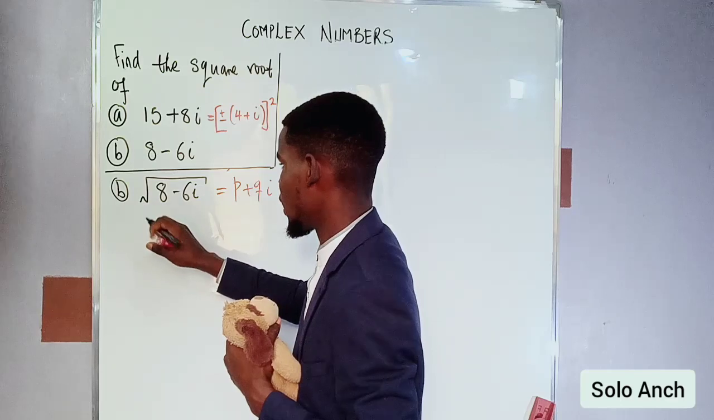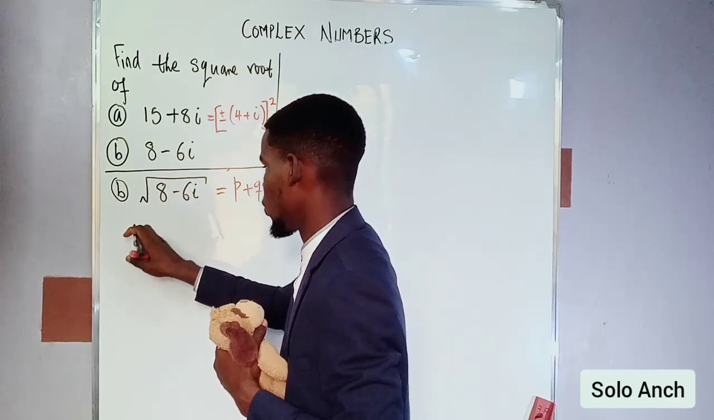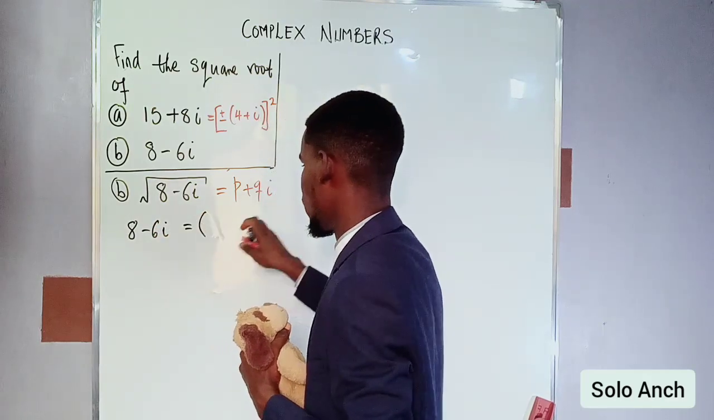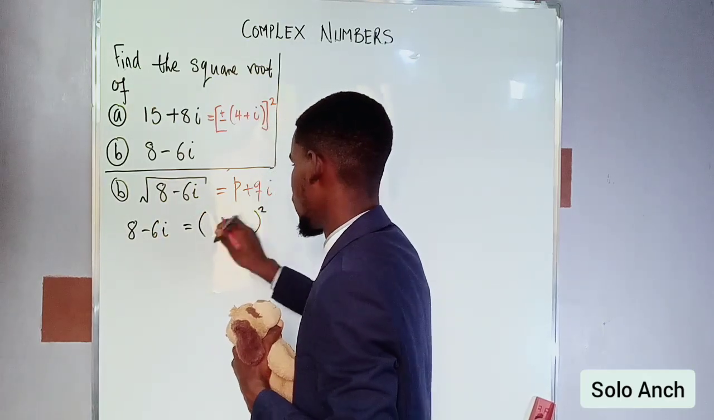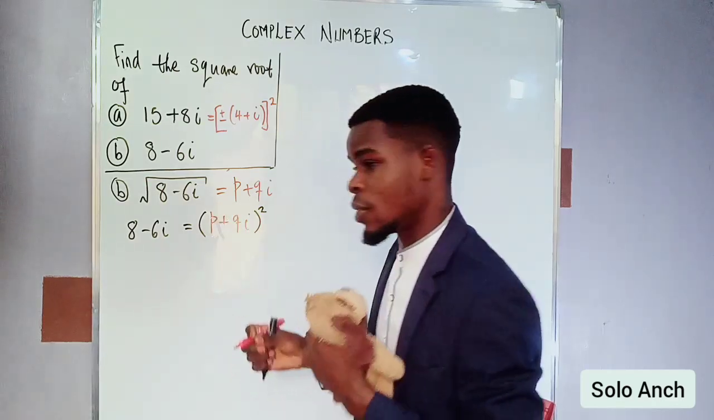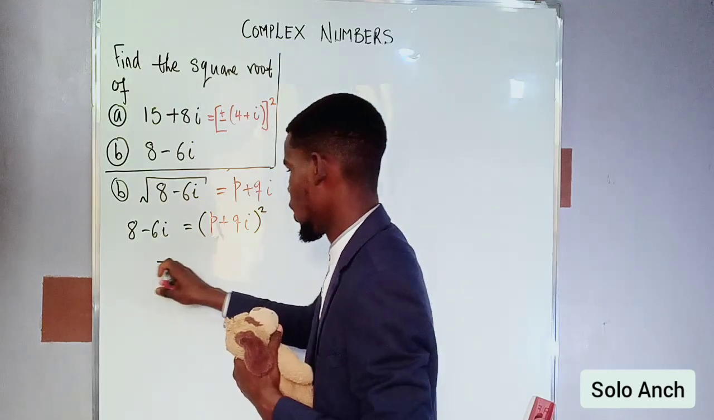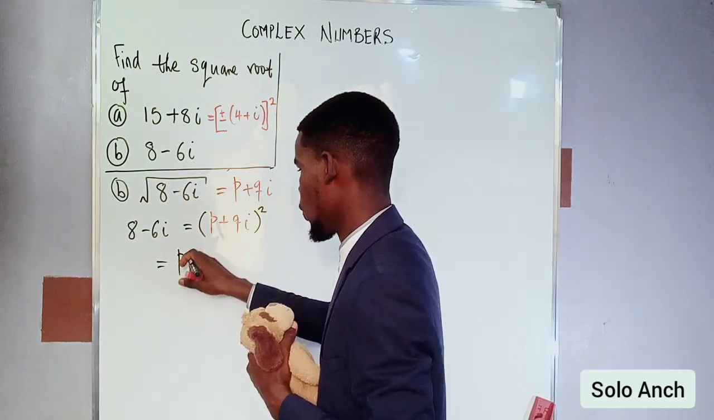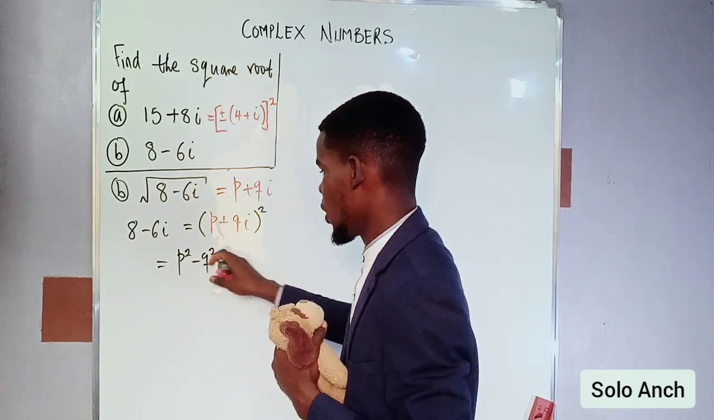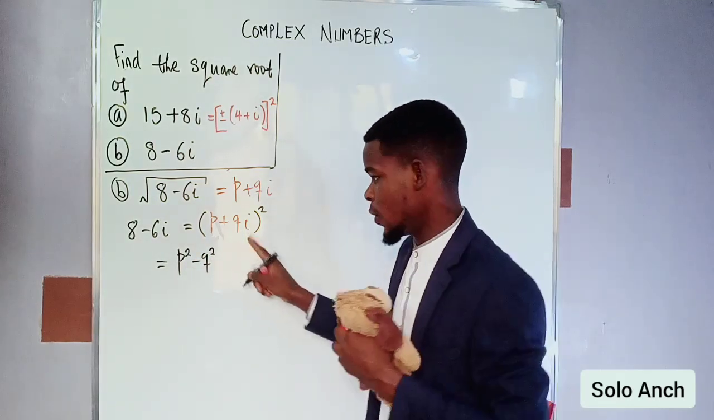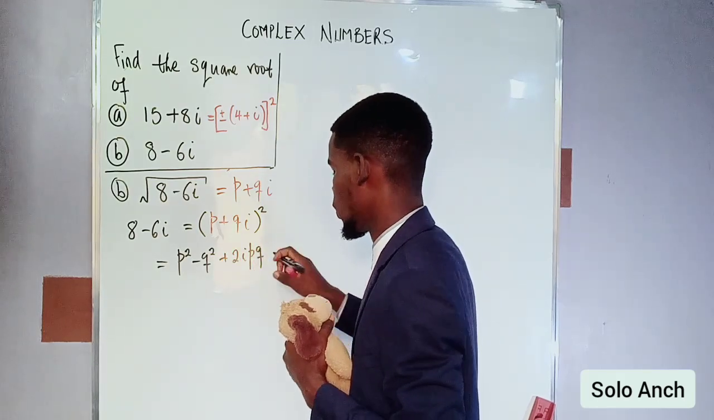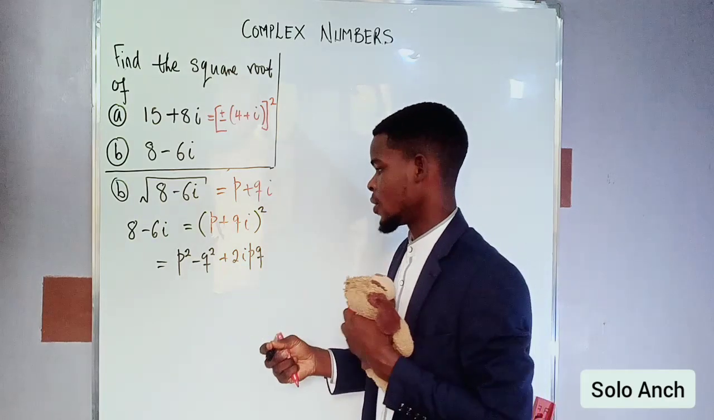So when you square the left hand side, we're going to have 8 minus 6i, then you equate it to the square of the right hand side, which is p plus qi. Then the next thing is to expand the right hand side. When we expand this as before, we're going to get p squared, then minus q squared, and this negative is from the fact that i squared is -1, and then we're going to add 2i pq. That is from the binomial theorem of expansion.